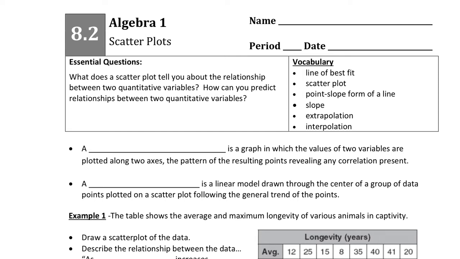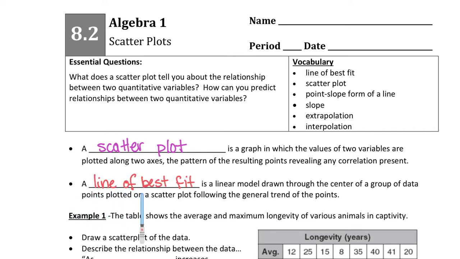The first term we're going to explore is scatterplot, and this is a graph in which the values of 2 variables are plotted along 2 axes. The pattern of the resulting points reveals any correlation present. For this lesson, the correlation we're going to look at will just be linear correlations, but we'll talk about other kinds of correlations and how to know what you're looking at in the next lesson.